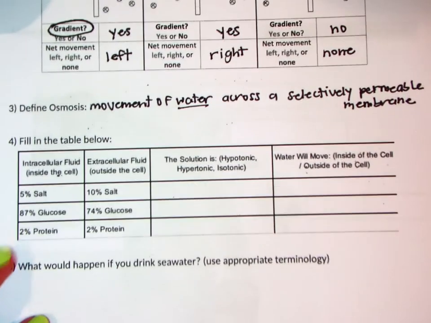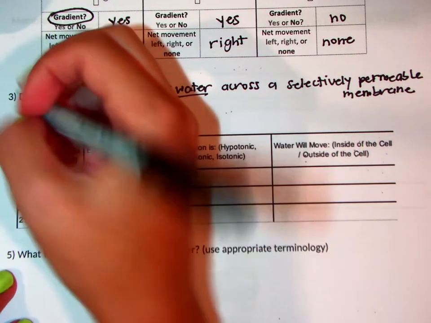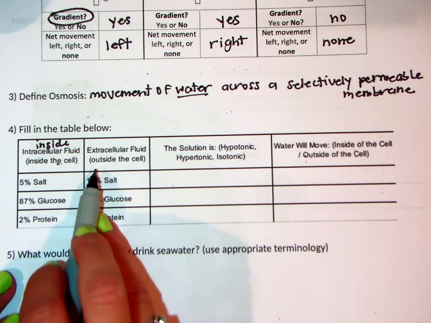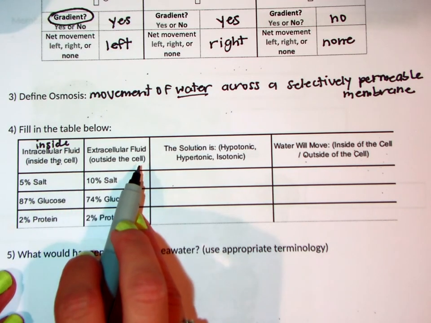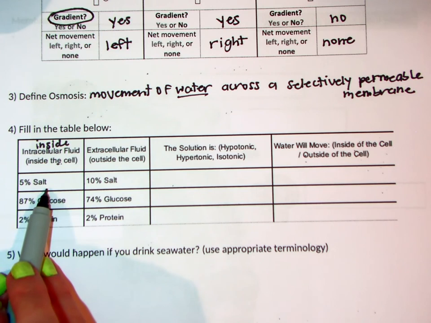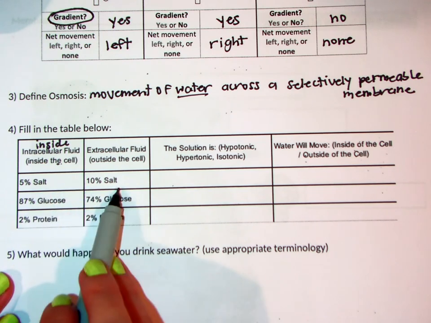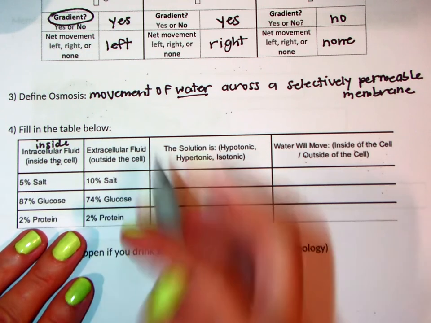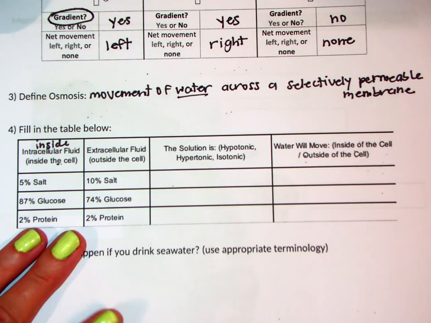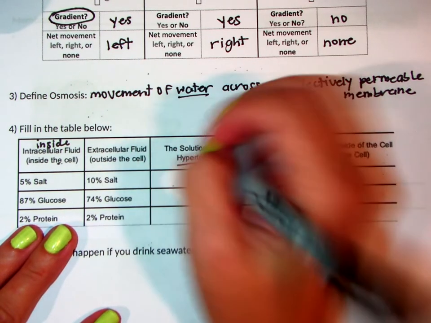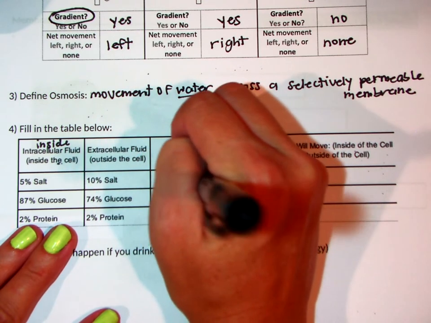So let's see if we can fill in the table below. So we've got intracellular fluid, which means inside of the cell. Oh, it's already written there for you. And extracellular fluid, which is outside of the cell. So inside of the cell, we have a 5% salt solution, and outside the cell, we have a 10% salt solution. So the solution, and generally it's referring to the solution that the cell is in, which is this one here. So this one has a higher solute concentration, so we say that it is hypertonic, high for hyper.